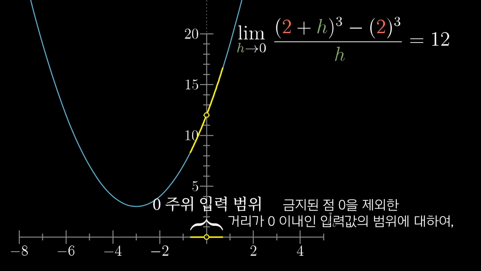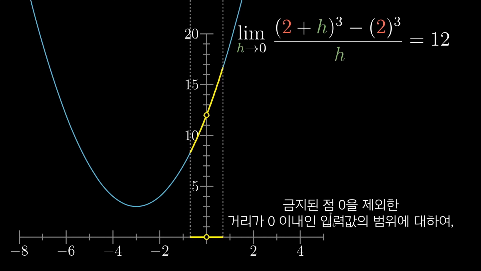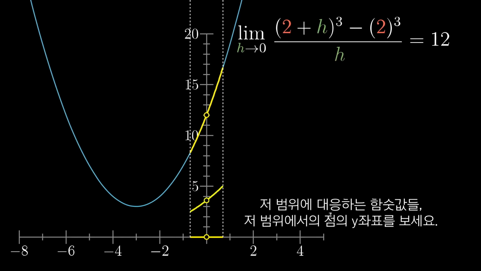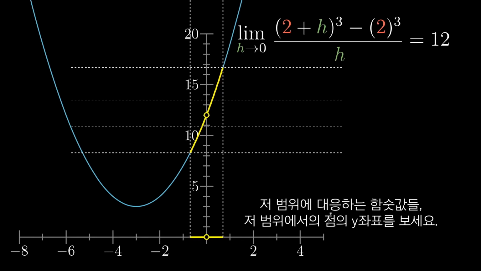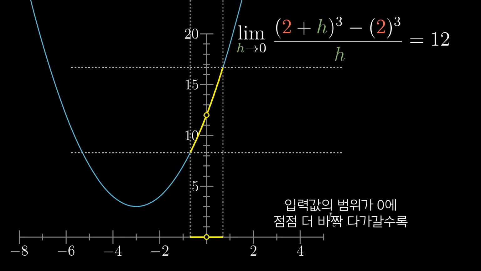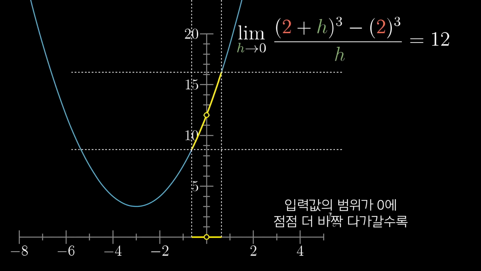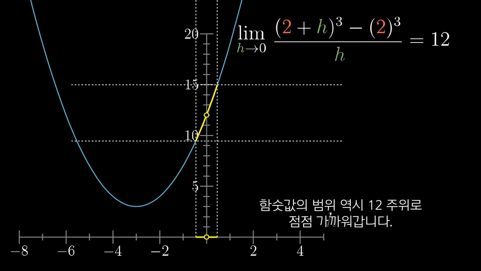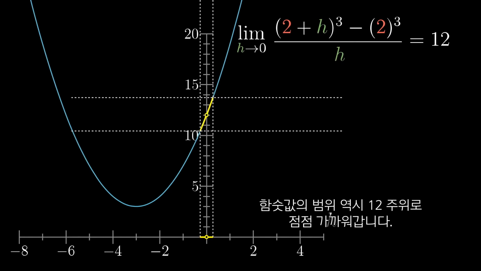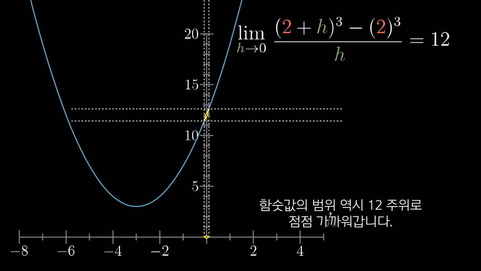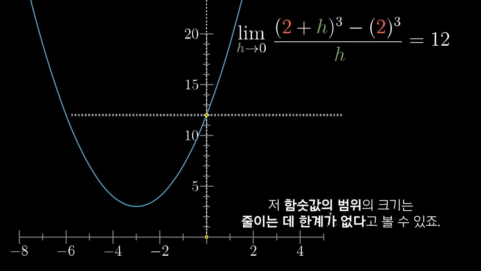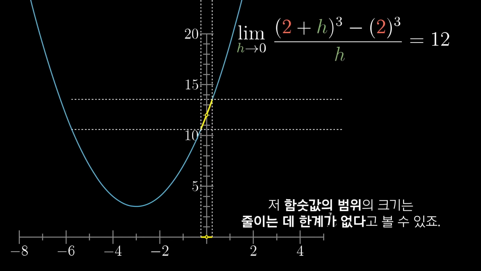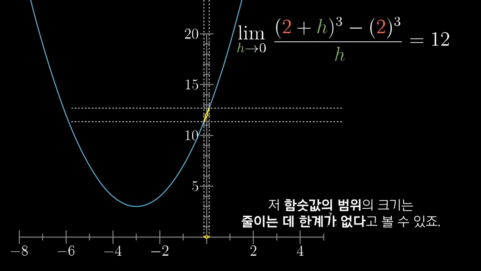For a given range of inputs within some distance of 0, excluding the forbidden point 0 itself, look at all of the corresponding outputs, all possible heights of the graph above that range. As the range of input values closes in more and more tightly around 0, that range of output values closes in more and more closely around 12. And importantly, the size of that range of output values can be made as small as you want.